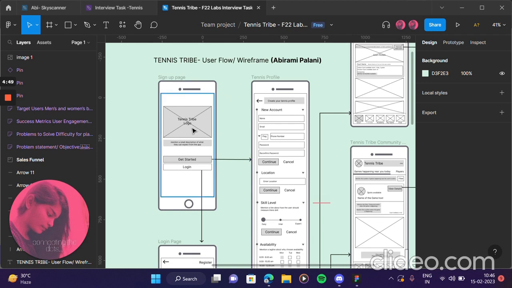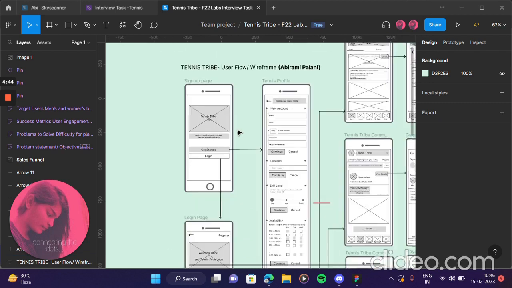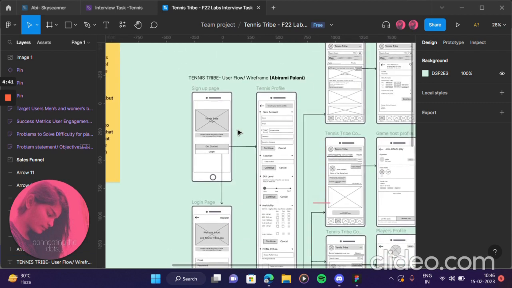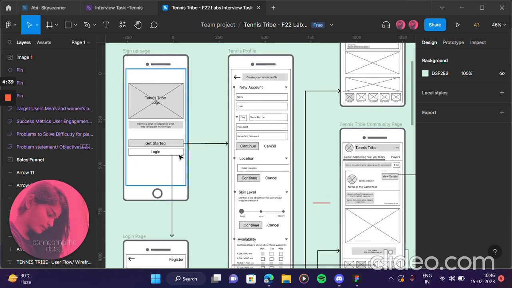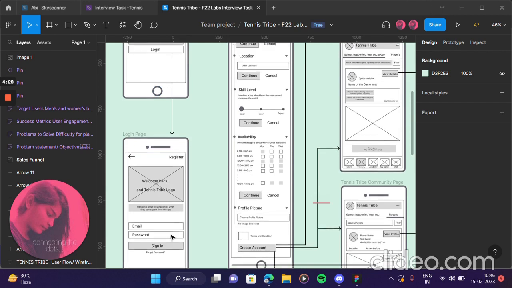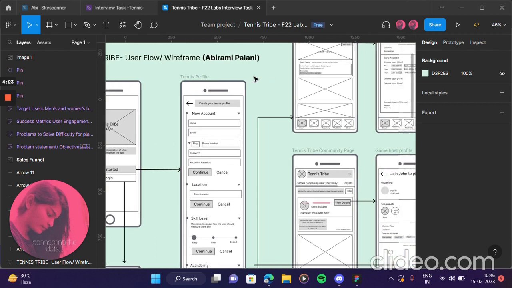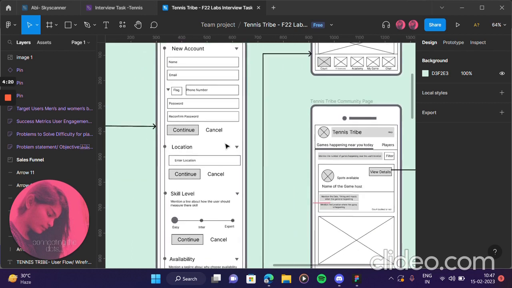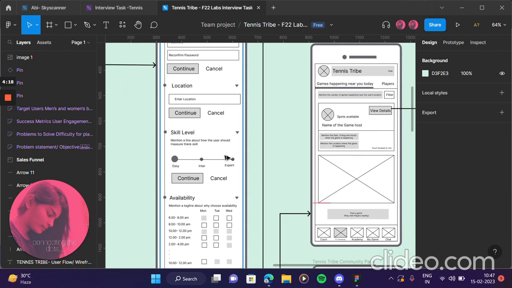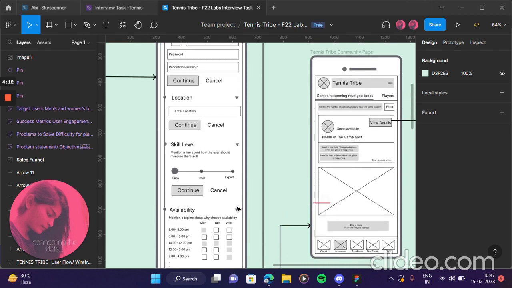The app name is Tennis Tribe, and it basically consists of four user flows. Once the user gets to the sign up page, they click on login if they are already a user, and they will be taken to this page, where they can enter their email ID and password and get inside. If they are getting started, we'll take them to the tennis profile page. This is a personalized page where they fill in their skill level, enter their location and availability, and then create an account.